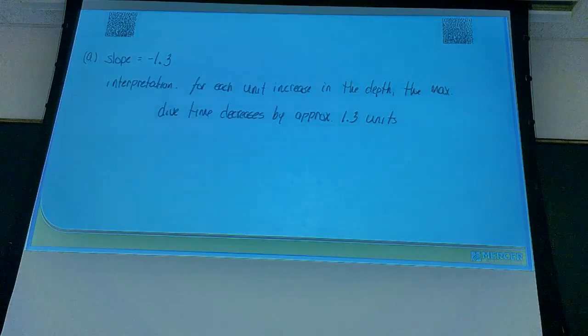So for each unit increase in depth, the maximum dive time decreases by about 1.3 units. And that's what a negative slope means, right? It's decreasing. Positive slope means it's increasing, right?